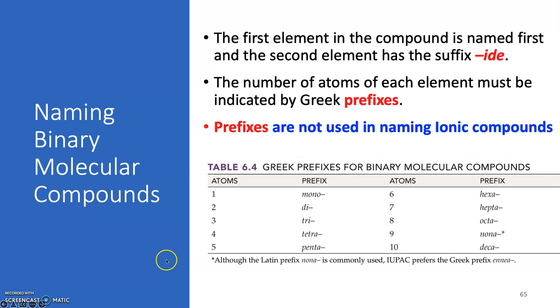So how do you name binary molecular compounds? The first element in the compound is named first, and then the second element has the suffix -ide. The number of atoms of each element must be indicated by Greek prefixes. The prefixes are not used in naming ionic compounds. If there is one atom, you use mono. If there are two atoms, you use di. Three atoms, you use tri, and so on.